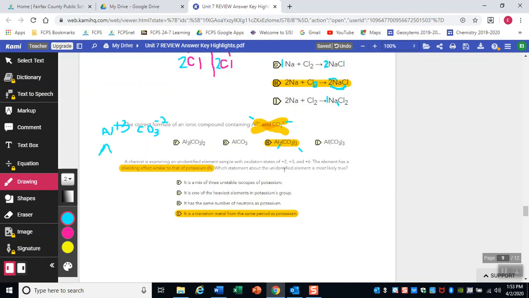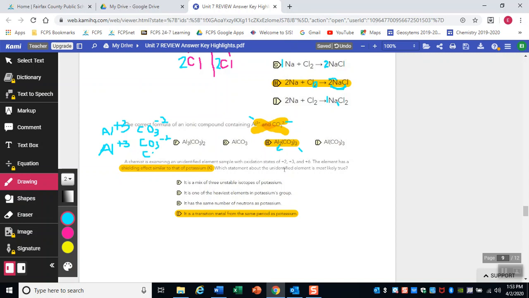So that means I need 2 aluminums, right? 3 plus 3 is 6. So this would be a +6 if I have 2 aluminums. So there we go. And then this is -2, so I need to have 3 of them, right? CO3, that would be -2.